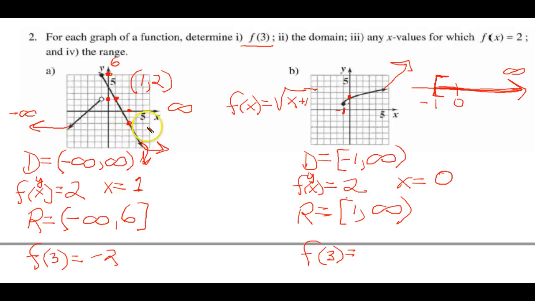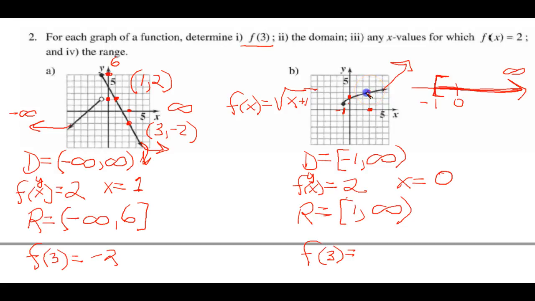So this ordered pair here would be (3, -2). So if x is 3, our y value is -2. And let's see this one. If x is 3, so x is 3 is 1, 2, 3 right here.